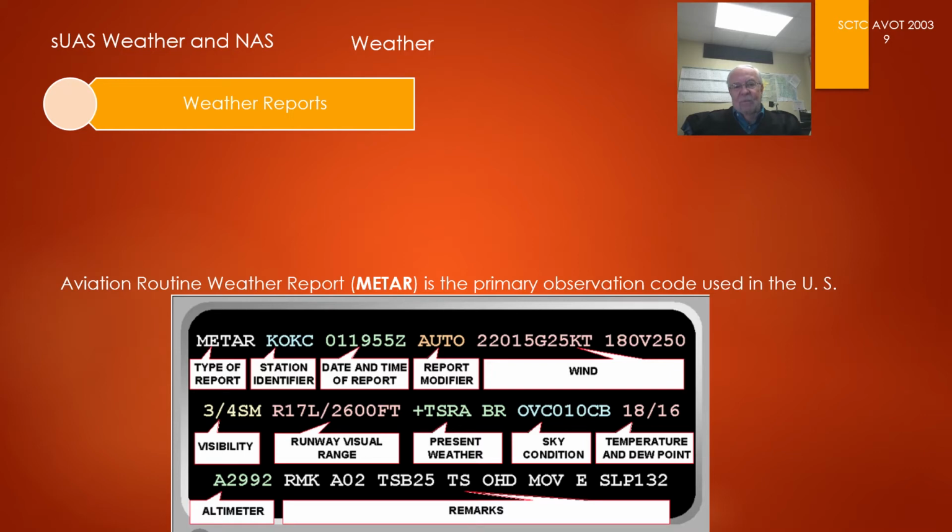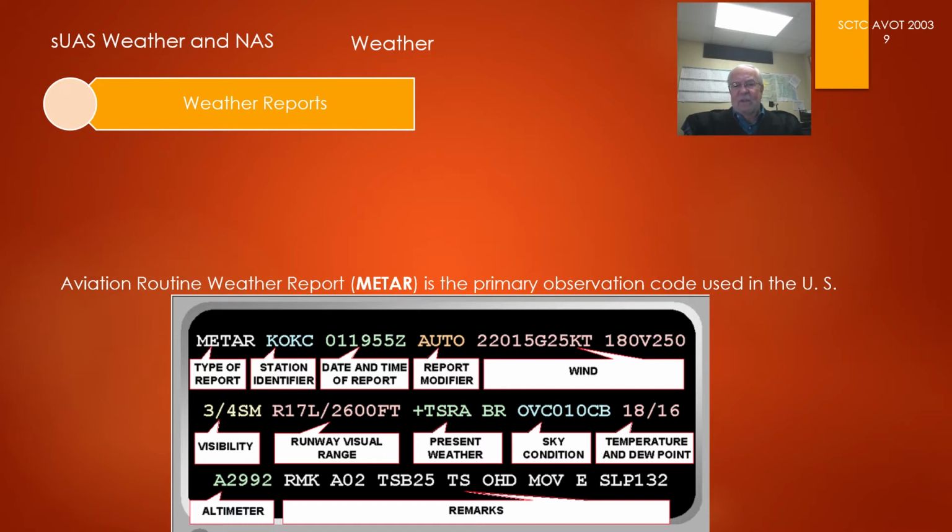TS, thunderstorms. RA, rain. And I gave you a sheet of paper, I'll attach it to the lesson, to the module here, to know what these identifiers mean. TS, RA, that makes sense. BR, that doesn't make a whole lot of sense. Mist.